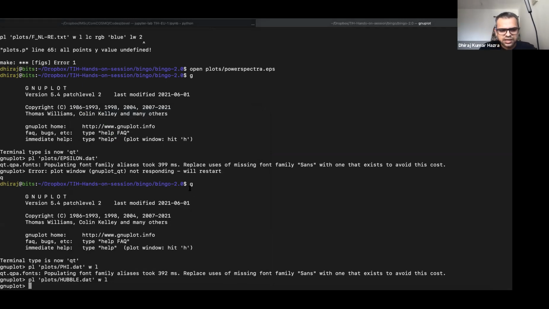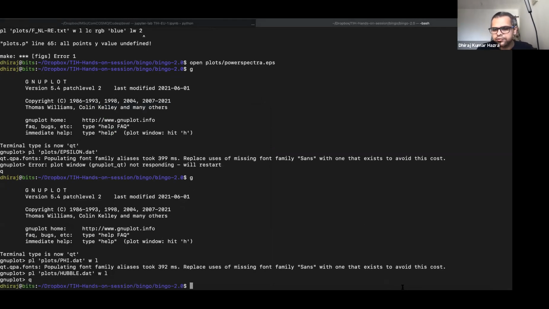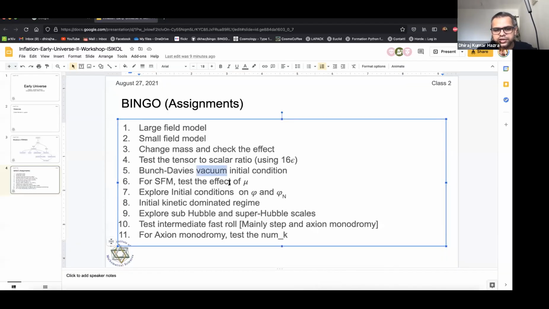Good. Now, the final thing that I would like to show you, I have already said that these will be for your assignments. So it is the effect of mu, means that here you can change this phi x by mu in the potential of the small field model, and you keep on doing that. Basically, what we are doing here is basically we are solving the model.